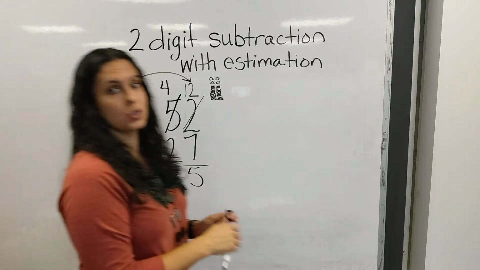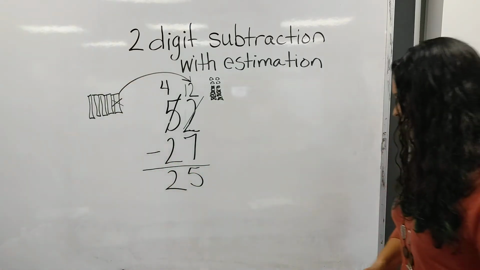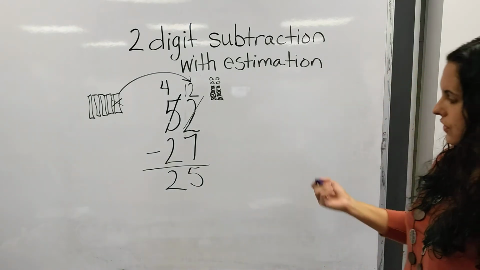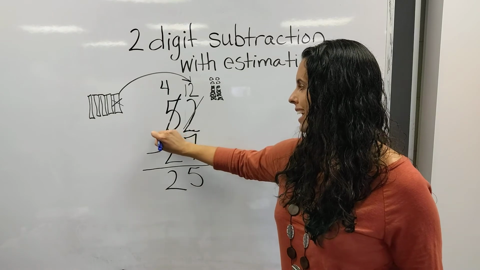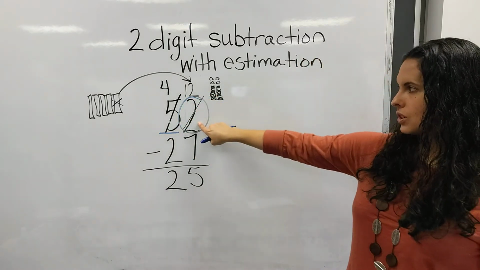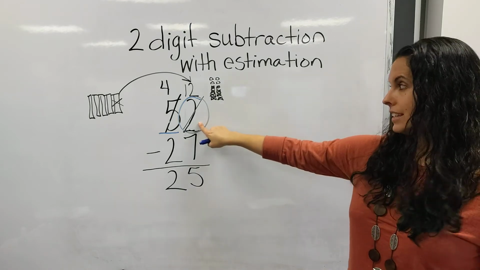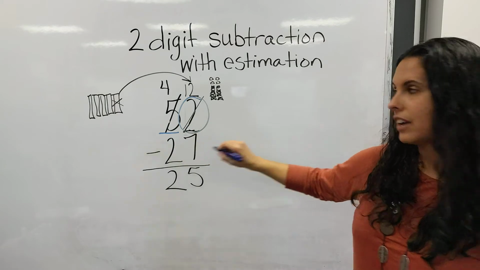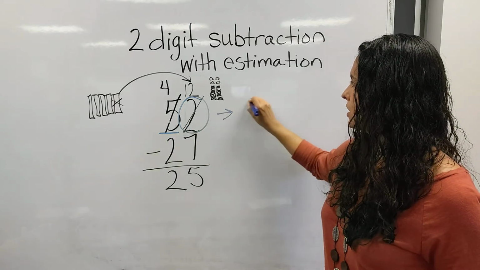Okay, now let's do our estimation part. Estimation is when we round. So we're going to round 52. Because it's a tens number, we're going to round to the nearest 10. So we're circling our bossy number here. It's a 2. And the 2 is going to tell this 5 to stay a 5. 52 rounds to 50.